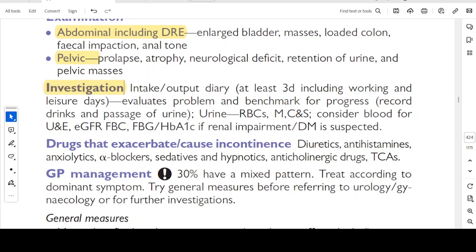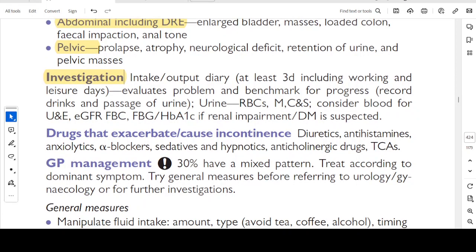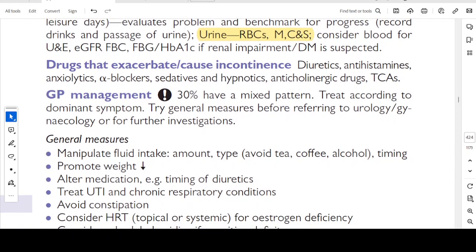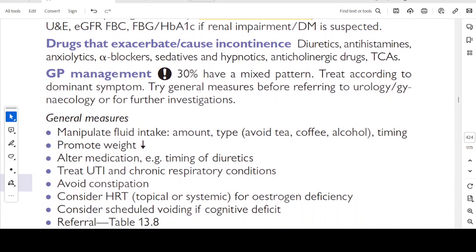Investigation: intake and output diary for at least 3 days including working and leisure days, evaluates the problem and is a benchmark for progress, records drinks and passage of urine. RBCs, microscopy, culture, consider blood for urine exam, blood for urea and electrolytes, EGFR, FBC, fasting blood glucose, HbA1c if renal impairment or diabetes is suspected. Drugs that exacerbate or cause incontinence.